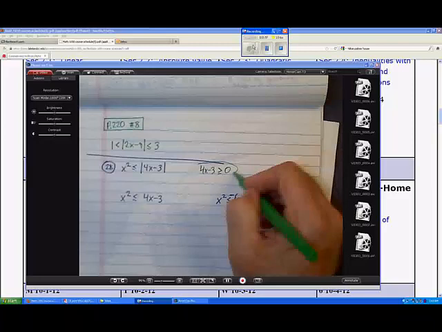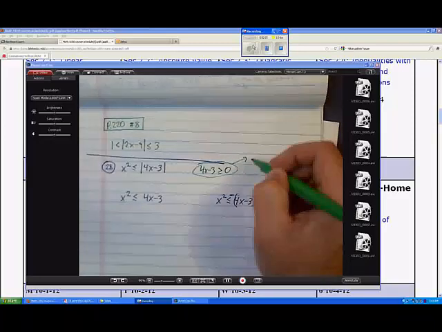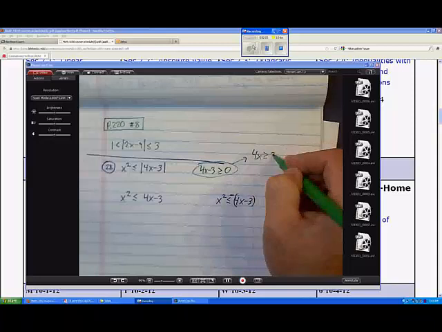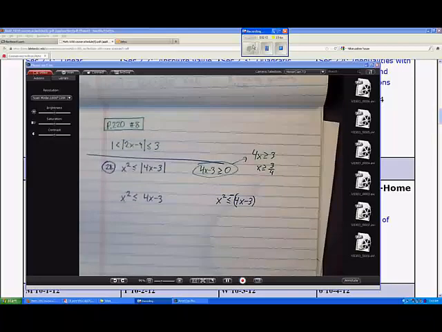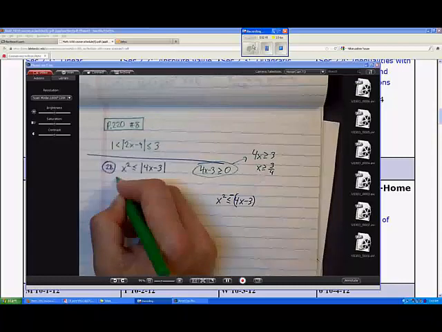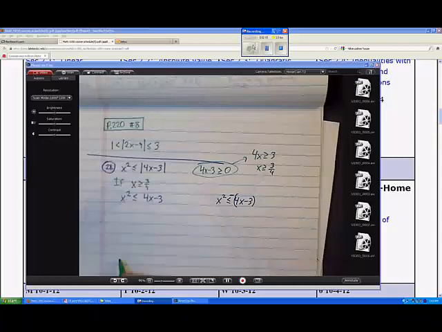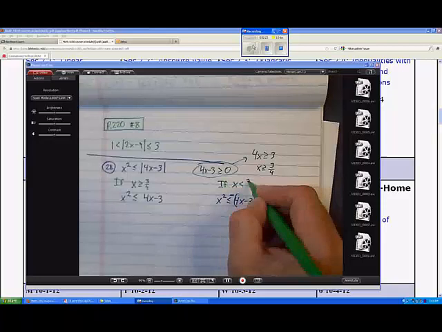4x minus 3 is greater than or equal to 0. By the way, we can make that 4x is greater than or equal to 3, so x is greater than or equal to what? Okay, so I guess what I'm saying is, if x is bigger than or equal to 3/4, we are over here. If x is less than 3/4, I need to put a negative sign in front.